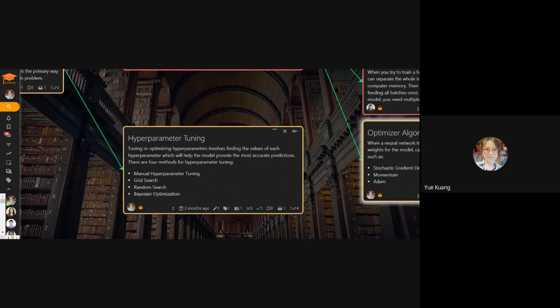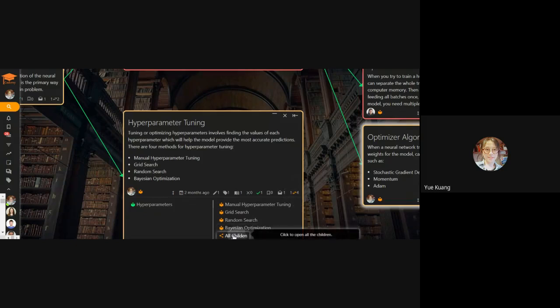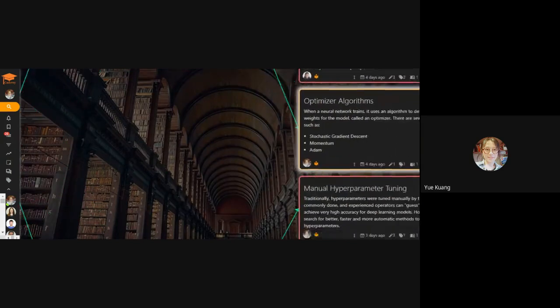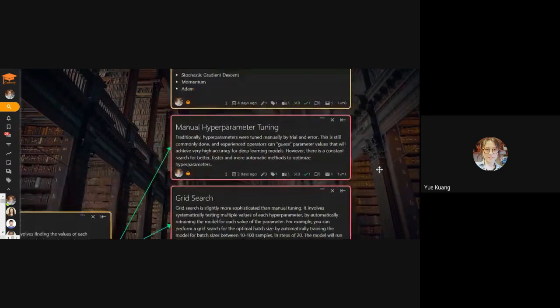Tuning or optimizing hyperparameters involves finding the values of each hyperparameter which will help the model provide the most accurate predictions. There are 4 methods for hyperparameter tuning: manual hyperparameter tuning, grid search, random search, and Bayesian optimization. So I will introduce them in order. Let's start with the manual hyperparameter tuning.